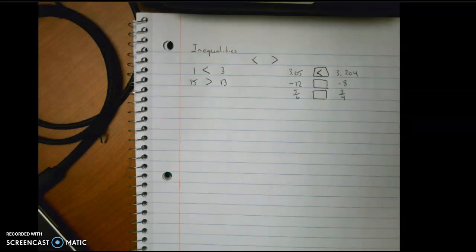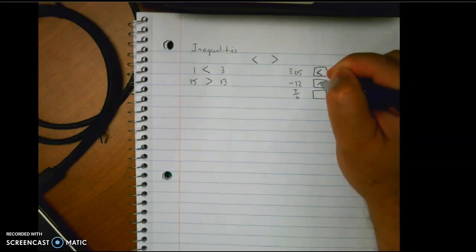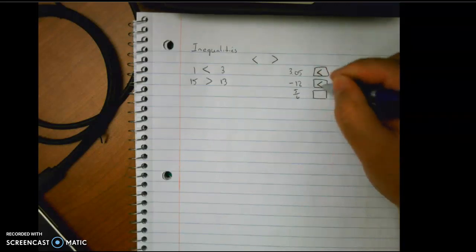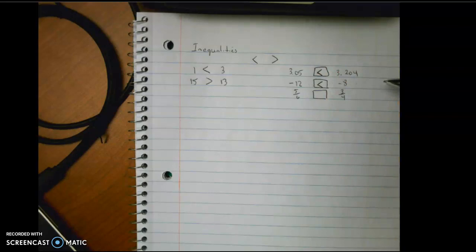A negative 12 and a negative 8. If you remember our number line, which one of these is larger? The closer to 0? Negative 8. So negative 12 is less than negative 8.